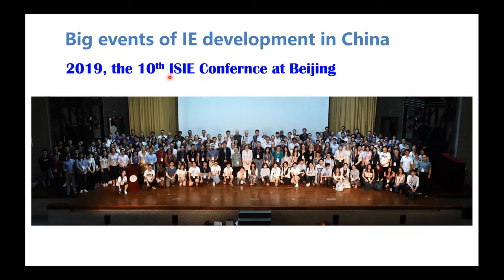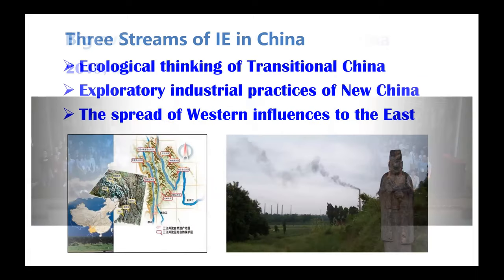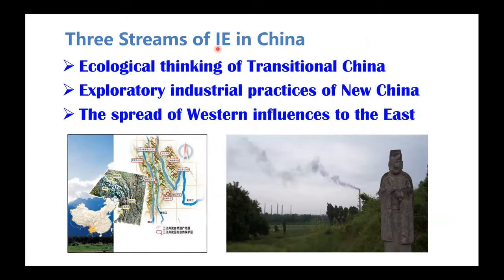That is the 10th international conference at Tsinghua University. We took these pictures at the end of the conference. When we mention industrial ecology development in China, I always call it the convergence of three streams. In Southwest China, we call it Sanjiang Binliu, three big rivers flowing together. And in China, we can find three different streams for industrial ecology.